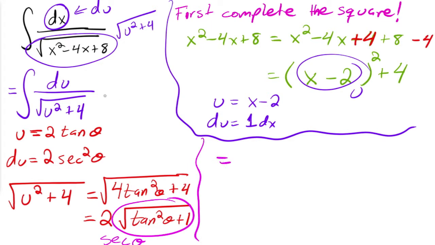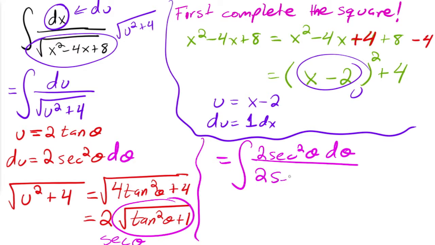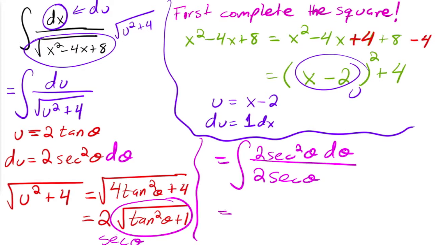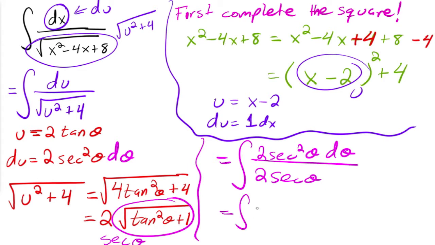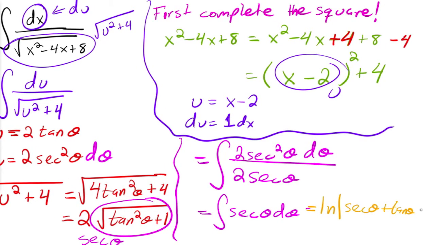Okay. So then this integral right here is going to equal the integral. du is 2 secant squared theta d theta. I forgot the d theta over here again. Sorry. And then over 2 secant theta. That's from this one right here. Okay. And then we simplify this a little bit. We would get the integral of secant theta d theta. And we remember this from before. This is equal to the natural log of the absolute value of secant theta plus tangent theta plus c.